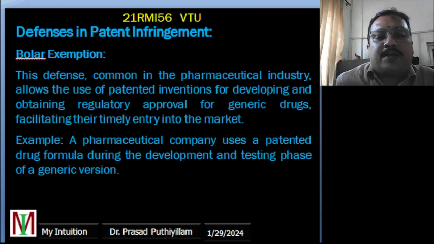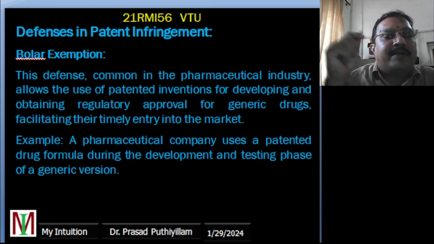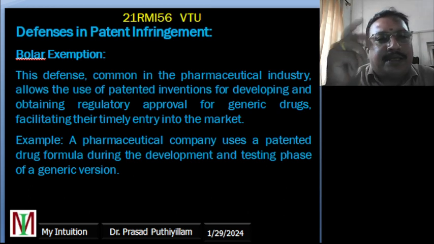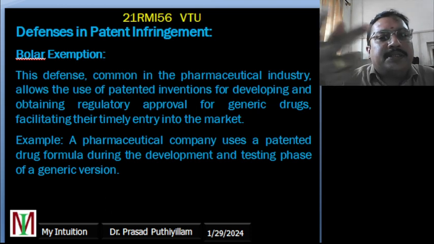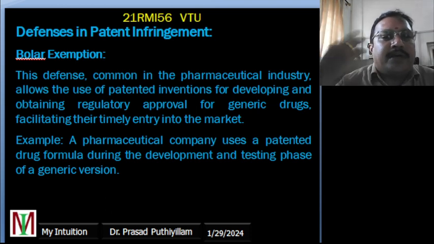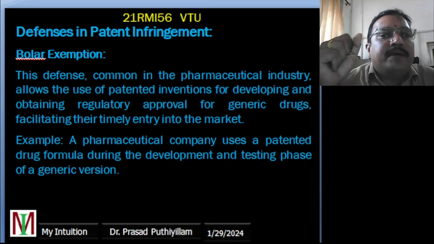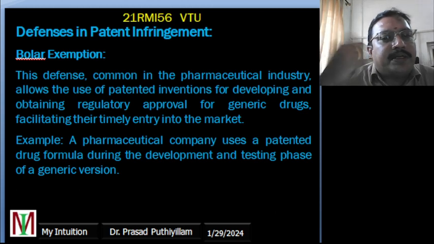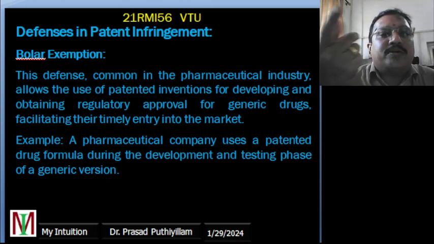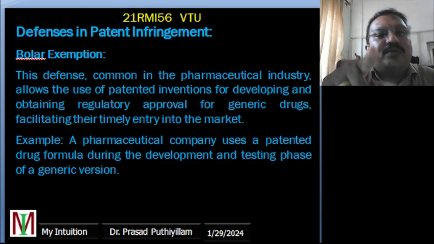So a pharmaceutical company uses a patented drug formula during the development and testing phase of a generic version. Generic version in the sense that bacteria and viruses are genetically changing, and with those genetic changes our resistance mechanism is not able to defend against them. Then we need some drug to support that. So the drug also should have that genetic modification to defend against the new viruses or microbes.